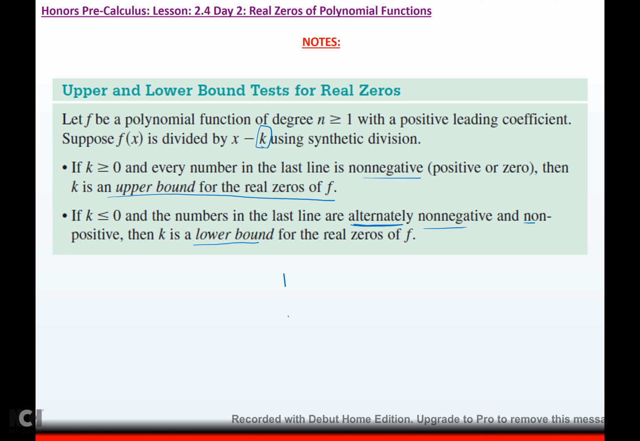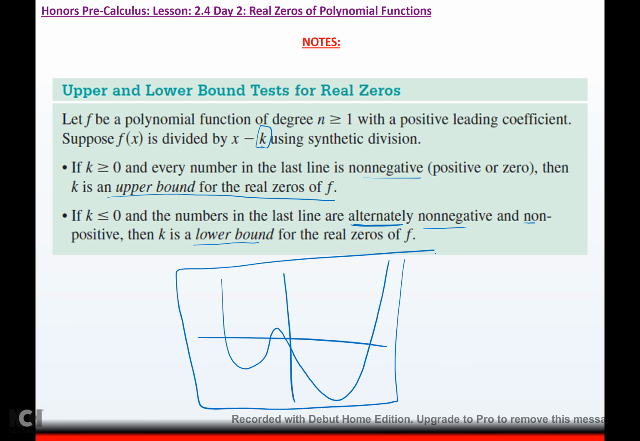Well, what does this mean? Sometimes, when we graph functions on a calculator, we see things like this. Well, you can only see so much in a calculator window. How do I know that this function doesn't turn around and come back and cross some more times? In other words, how do I know there's not more zeros out there that I can't see because my window's not big enough? Well, that's why we have the upper and lower bound test.